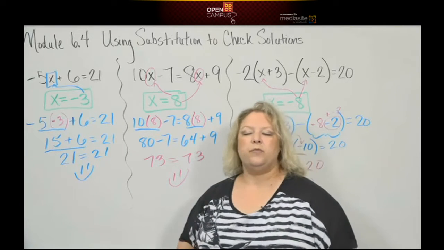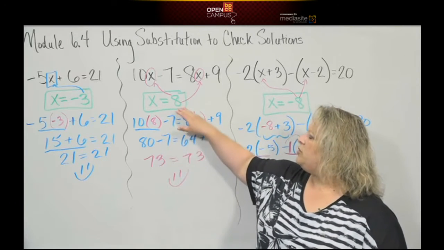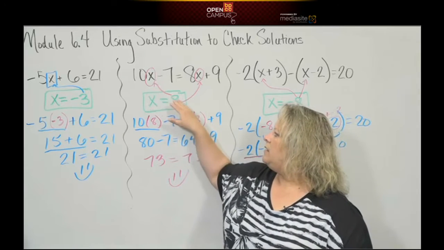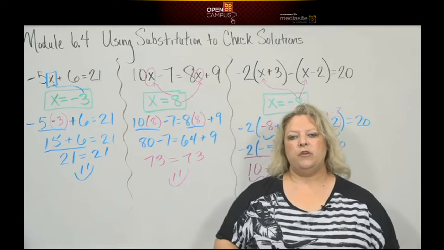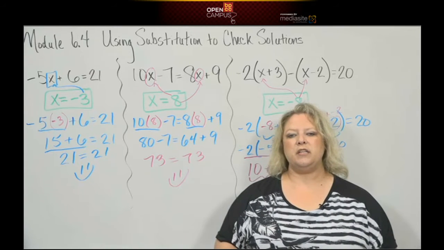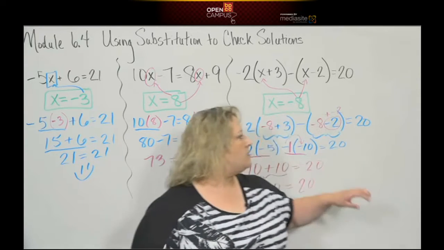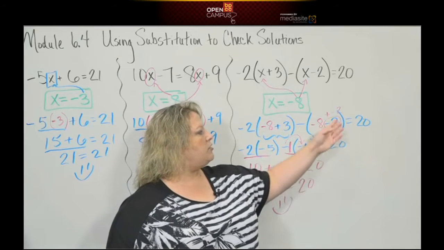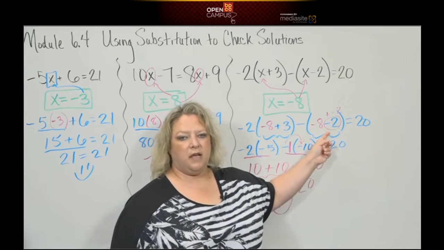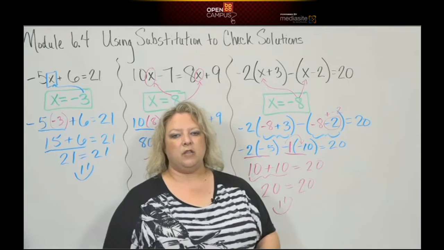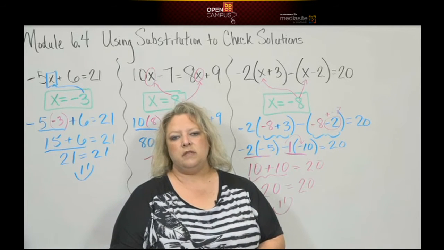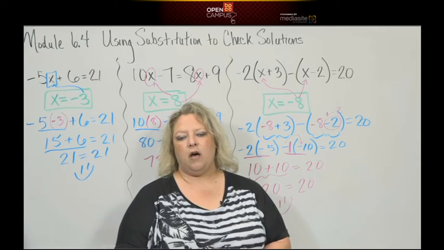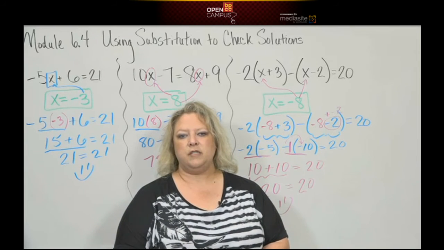The key is when you get your answer, make sure that you plug that substitution in for every one of the variables that you see. And when you do your order of operations, make sure that on this last one, for instance, you change your signs. If you don't change your signs, you're likely to get the wrong answer. All right, next module is a new lesson on solving using the distributive property.